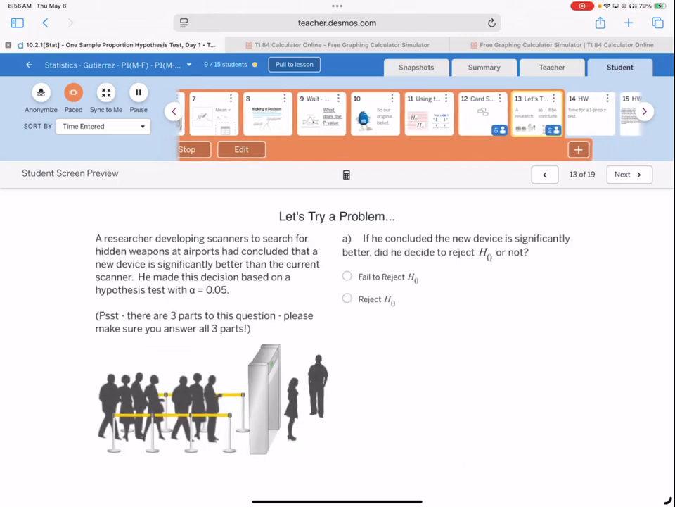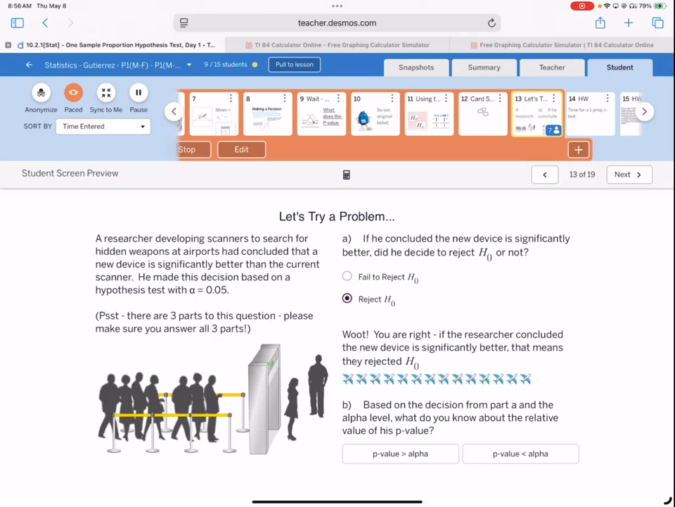All right. So a researcher developing scanners to search for hidden weapons at airports had concluded that a new device is significantly better than the current scanner. He made the decision based on an alpha level of 0.05. If he concluded the device is significantly better, did he reject or did he fail to reject? He found statistically significant evidence. Did he reject or fail to reject the null hypothesis? He rejected.